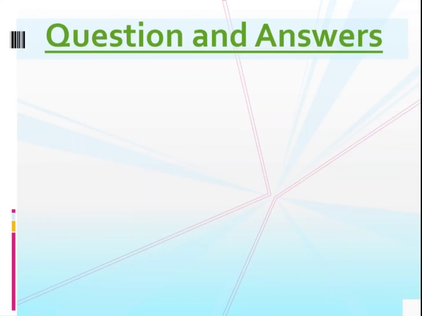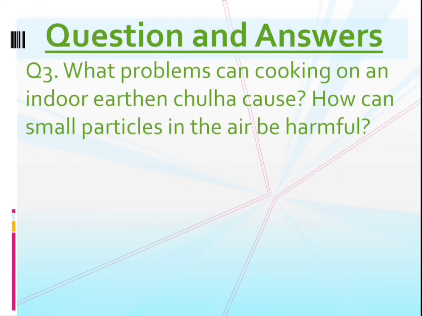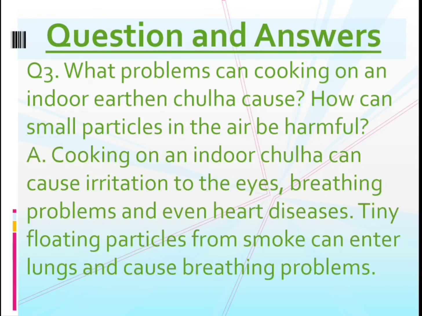Okay, coming to your question answers. What problems can an indoor earthen chulha cause? How can small particles in the air be harmful? Cooking on an indoor chulha can cause irritation in your eyes. Why? Because it has those tiny floating solid particles, isn't it, children? And breathing problems and even heart diseases. These tiny floating particles from the smoke can enter the lungs and cause breathing problems. So write this answer in your classwork and please learn it, children.